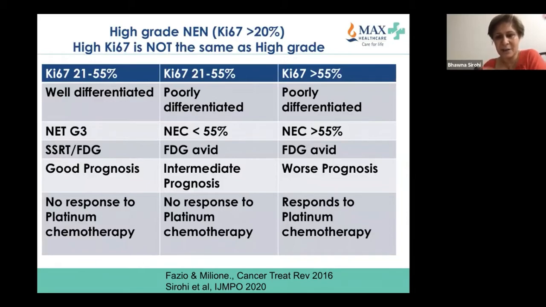And this also has a clinical implication for us, because patients who are poorly differentiated and have a Ki67 less than 55% respond better to capecitabine-temozolomide-based chemotherapy. They do not respond well to platinum-based chemotherapy. If the Ki67 is more than 55%, they are very likely to respond to platinum-based chemotherapy. So it has a treatment implication as well. Anything more than 20% is very likely to be FDG avid, but negative for the somatostatin receptor imaging, which I'll just talk about in a second.